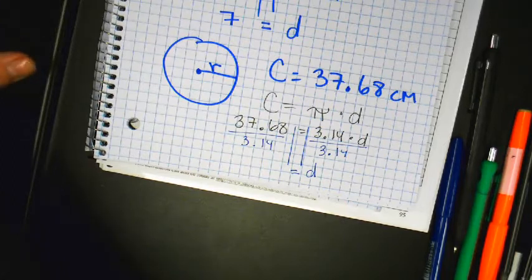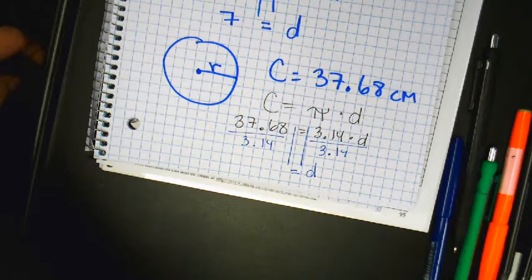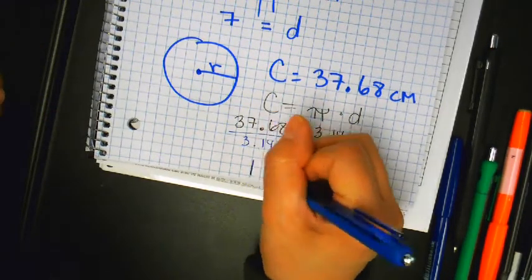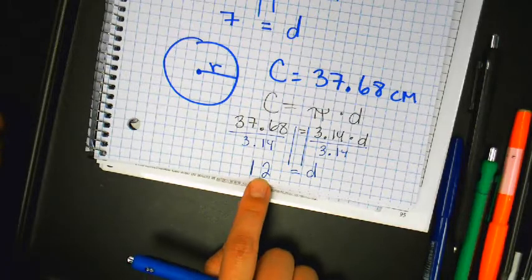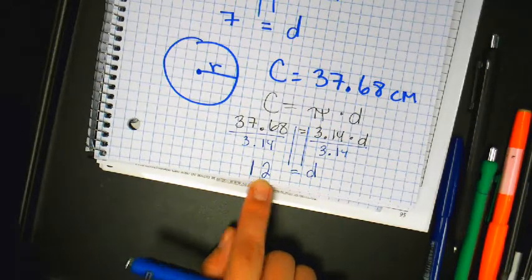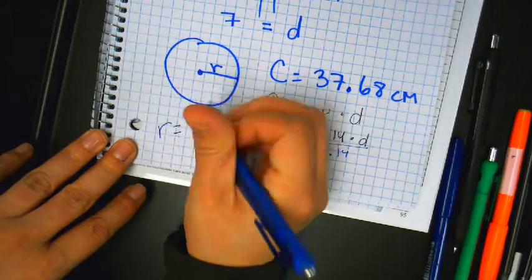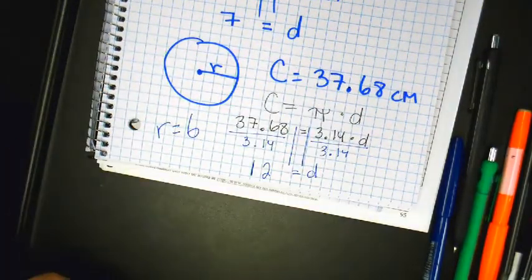So we're working backwards, right? When you type it into the calculator, what's 37.68 divided by 3.14? 12. But that's diameter, right? And the question is, what's radius? So what do I do to this 12? Divided by 2. So what is my radius equal to? 6.